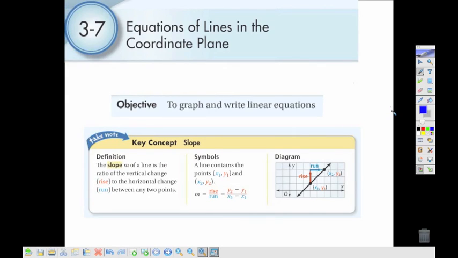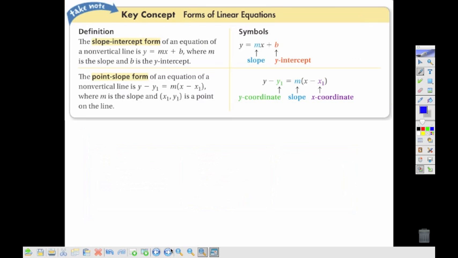Section 3.7 is a review of Algebra 1, so we're just going to rush through it. Just remember that our slope can be found by subtracting our y's, subtracting our x's. There's also a couple of different equations that we can use to write linear equations.